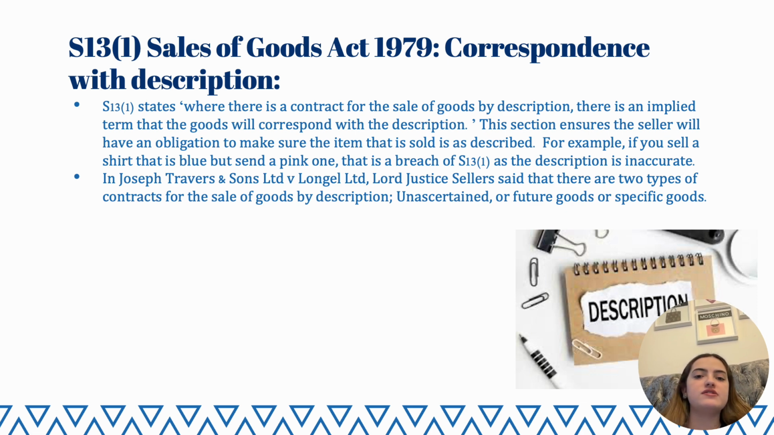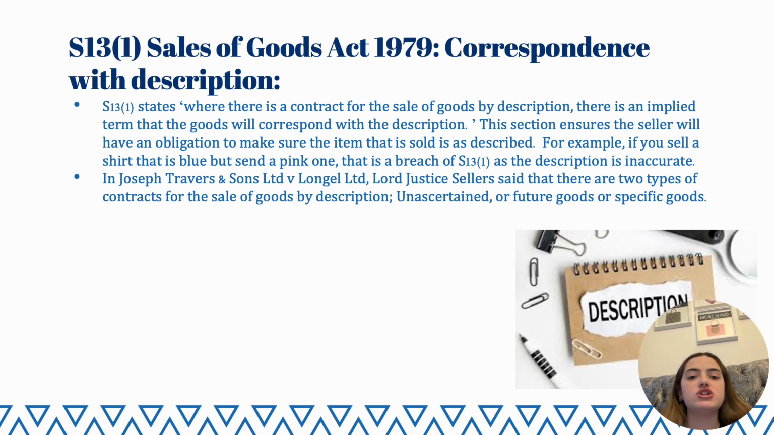In Joseph Travers and Sons Limited versus Longall Limited, Lord Justice Sellers said that there are two types of contracts for sale of goods by description: unascertained or future goods, or specific goods. Unascertained goods is one where the buyer relies on description alone, as they have not seen the product itself. Historically, specific goods is where the buyer could inspect the goods himself and determine whether or not it fits the seller's description. Now the sale of goods contract relates solely on specific goods.